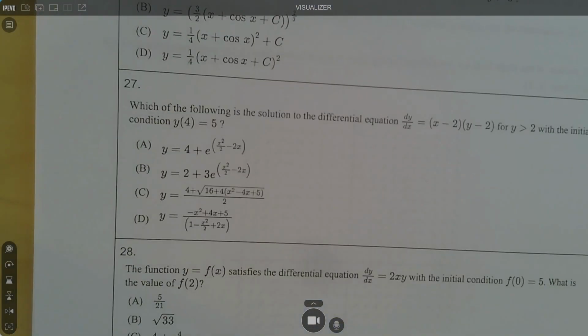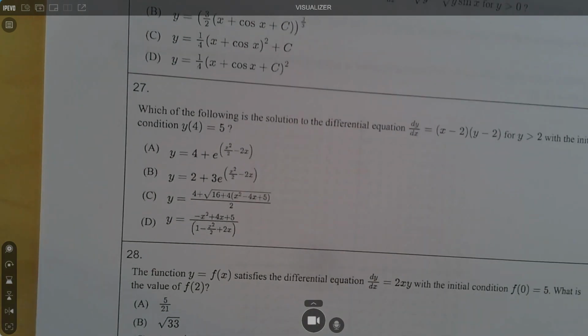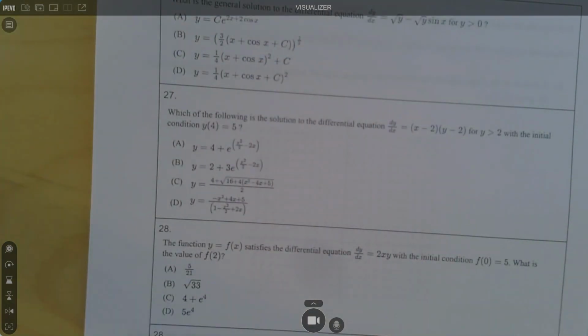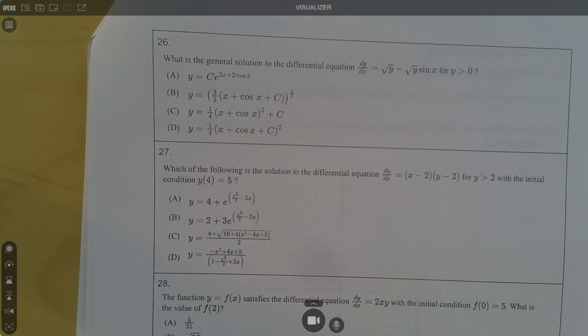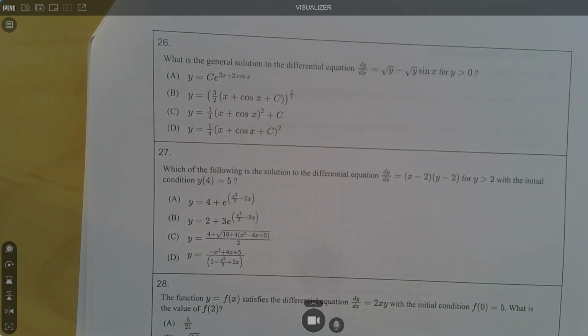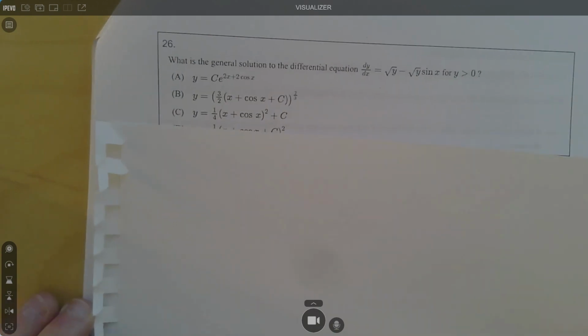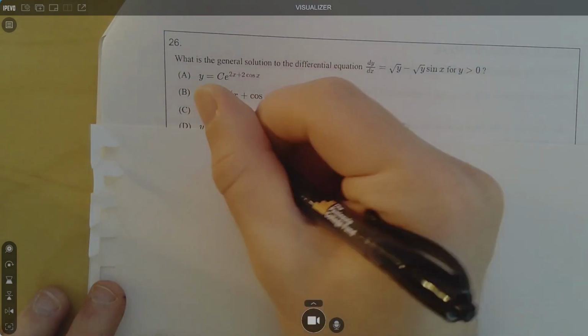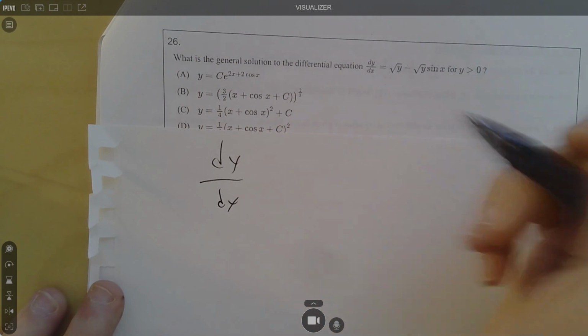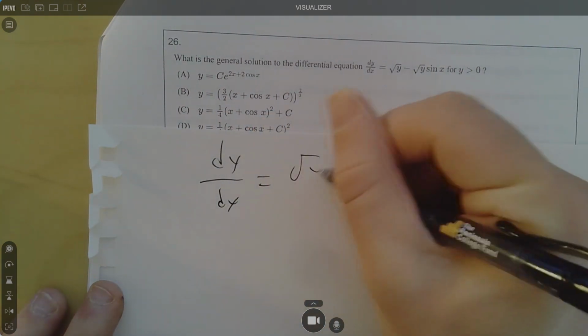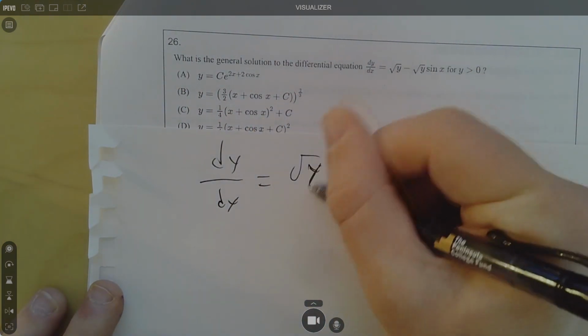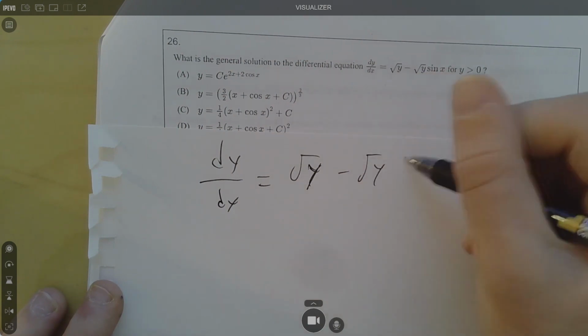Last page. All right, here we go. 26. What is the general solution to the equation dy/dx equals root y minus root y sine x for y greater than 0? All right, here we go. dy/dx equals root y minus root y sine x.